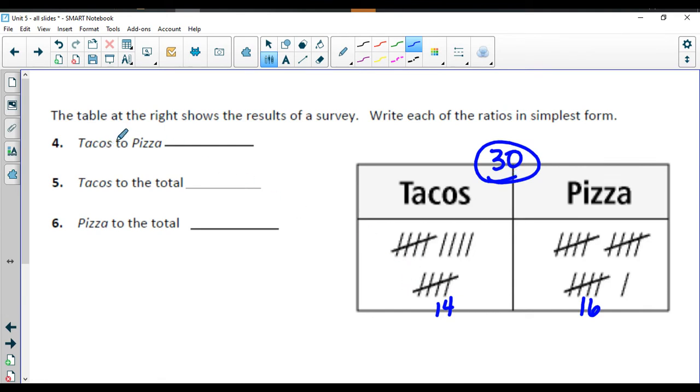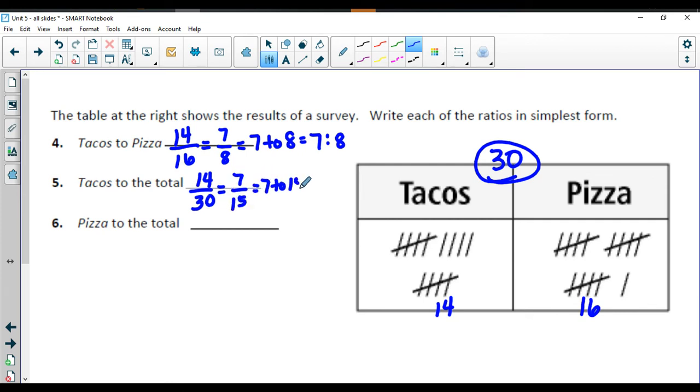So my first ratio wants to be tacos to pizza. I'm going to just write them as fractions because it's going to be easier to compare it that way. So 14 to 16, reducing gives me 7 to 8, or I could write 7 to 8, or I could write 7 colon 8. Tacos to the total, so I have 14 tacos compared to the total of 30. Reducing that's going to give me 7 over 15, or I could write it as 7 to 15, or 7 colon 15. Take a minute, go ahead and write the ratio reduced for pizza to the total.